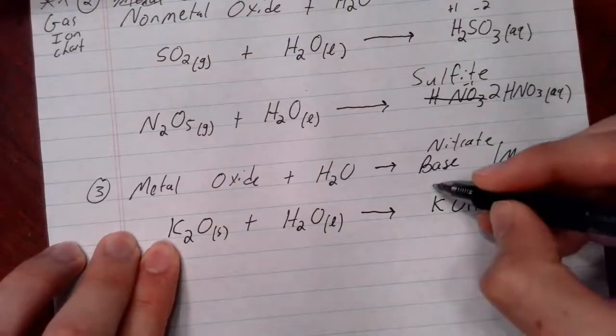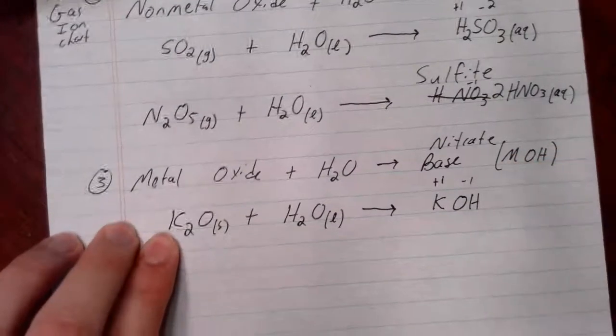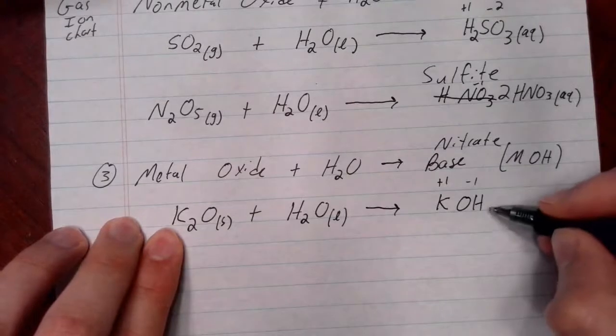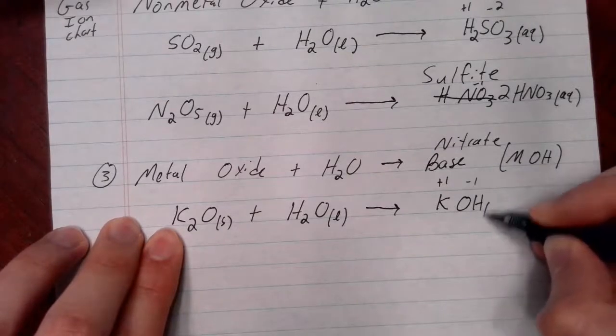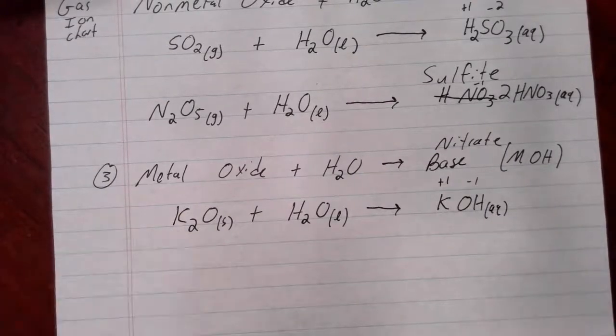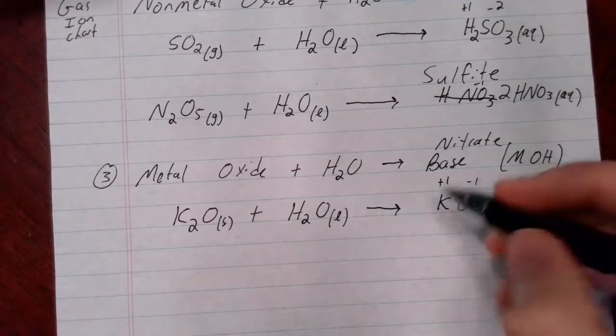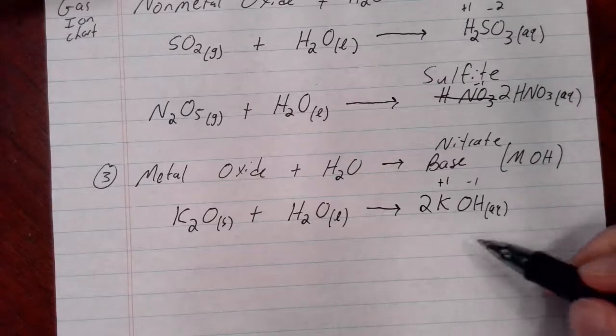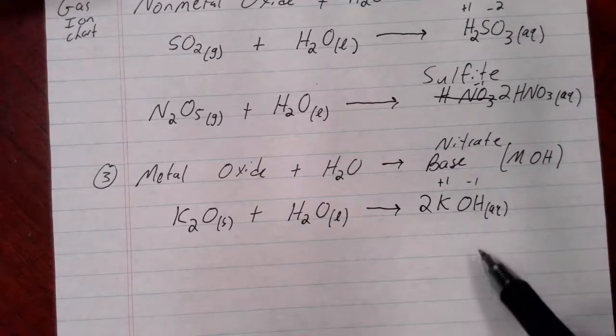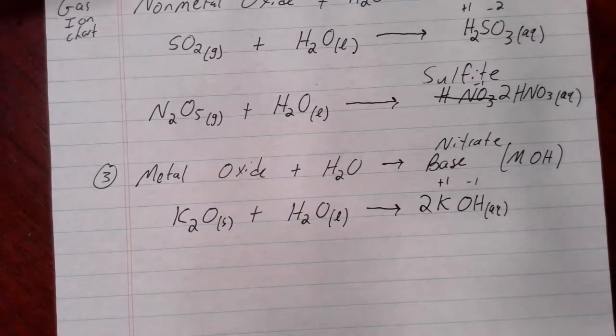I need to go back and check my charges. +1, -1, they cancel, so I'm in good shape here. So potassium hydroxide would be aqueous here because it's dissolved in water. I would need to go back and balance this equation. So I need to put a 2 right here. Now I have 2 potassiums, 2 potassiums, 2 oxygens, 2 oxygens, 2 hydrogens, 2 hydrogens. I'm in good shape here.